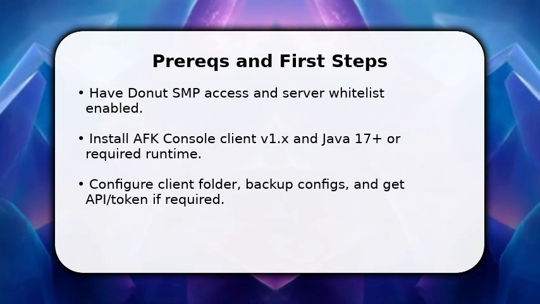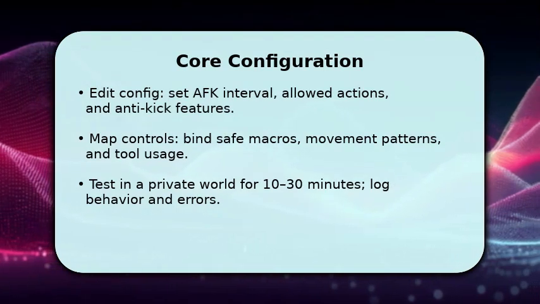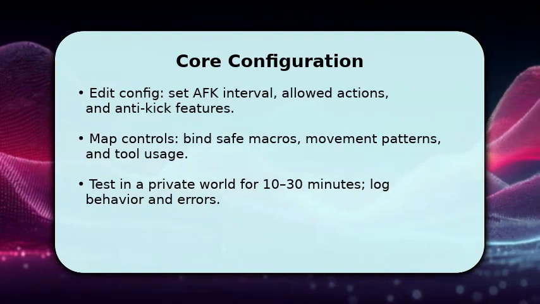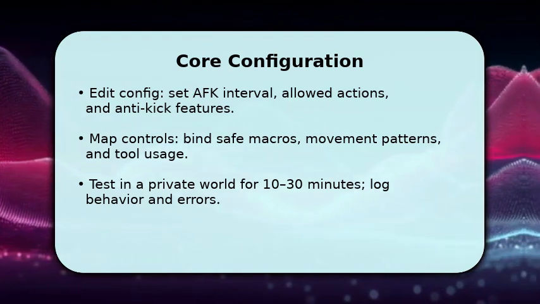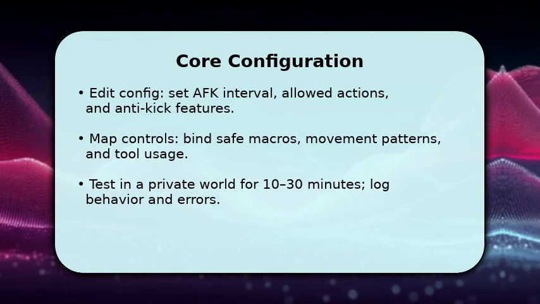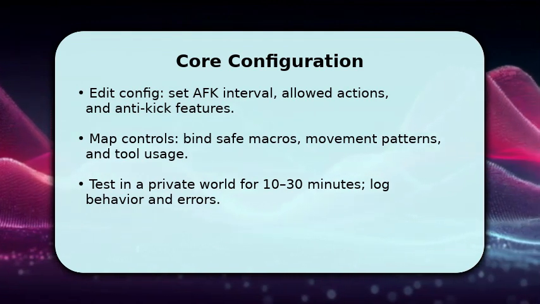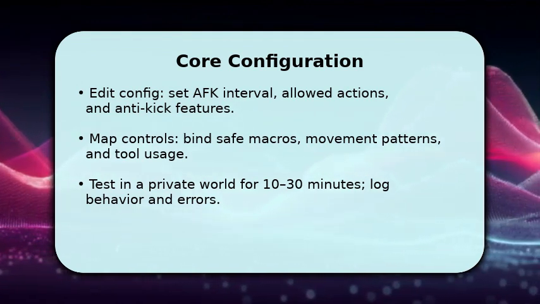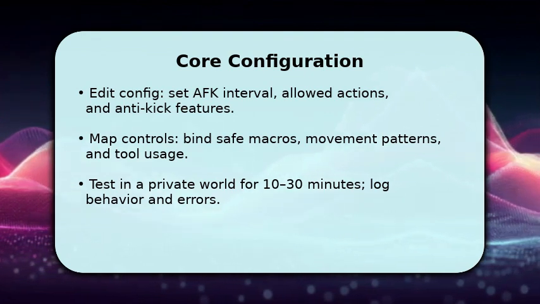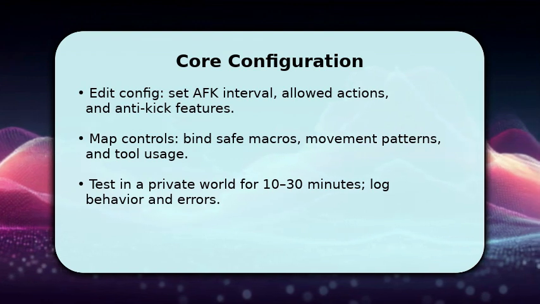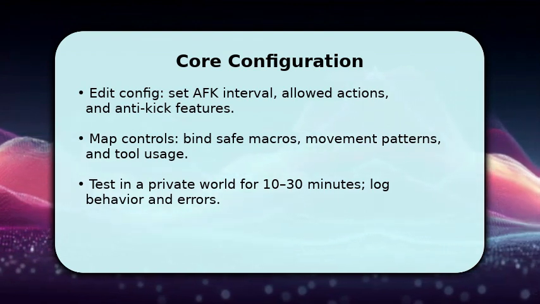Once the files exist, open the main config and set AFK interval, allowed simulated actions, and anti-kick tolerances. You adjust these so the client mimics human patterns without triggering server protections. Next, map safe macros and movement patterns that respect Donut SMP rules, limit repetitive clicks, and include pauses. Make sure to simulate legitimate tool usage if needed.